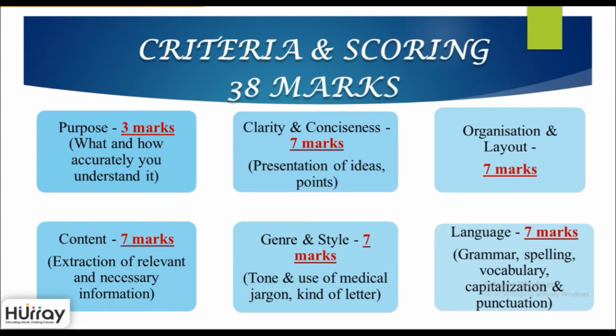Out of this, you've got 6 major categories and they are: number 1, purpose. You have been allotted 3 marks for purpose. This basically is about what you're writing and how accurately you understand the task given to you. The next one is clarity and conciseness, for which 7 marks are allotted. Here you have to present your ideas and all of the points mentioned in the case notes.